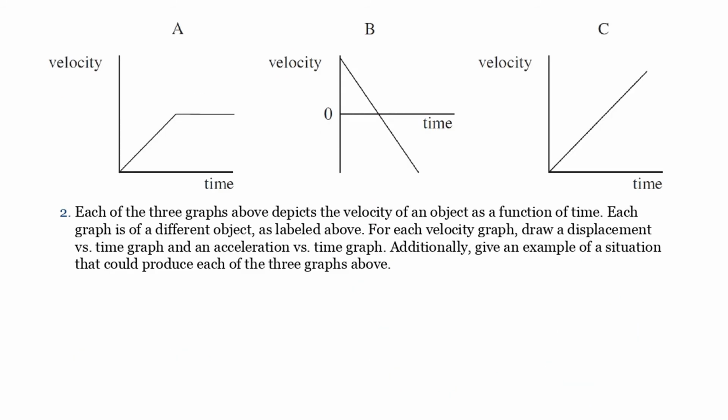Ta-da. Hey, next one. Each of the 3 graphs depicts the velocity of an object as a function of time. Each graph is a different object, labeled above. For each velocity graph, draw displacement versus time and acceleration versus time, and give an example of something that can do that. Okay, so each one of these is going to give you 2 graphs. So here's your acceleration and here's your displacement. Each one of these is going to have time for your x.